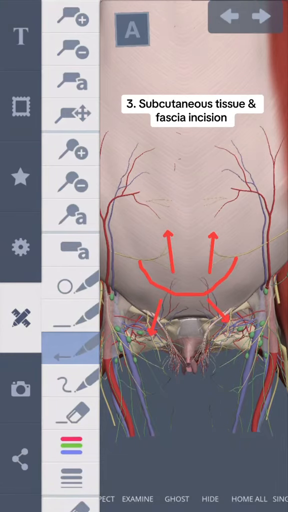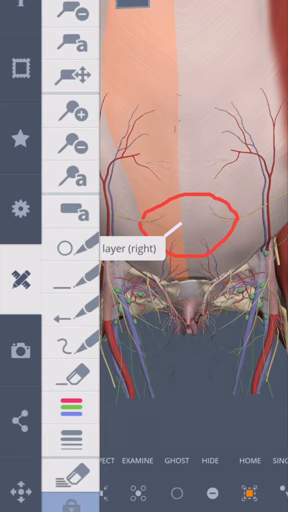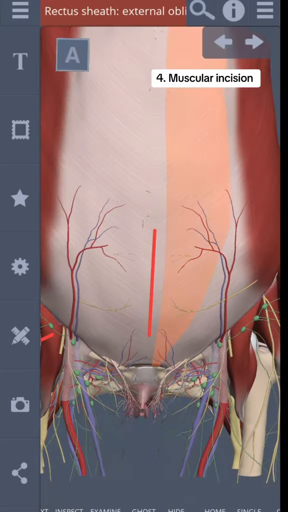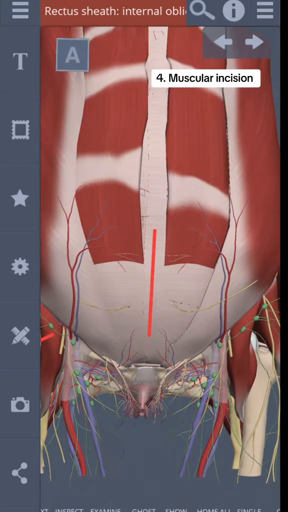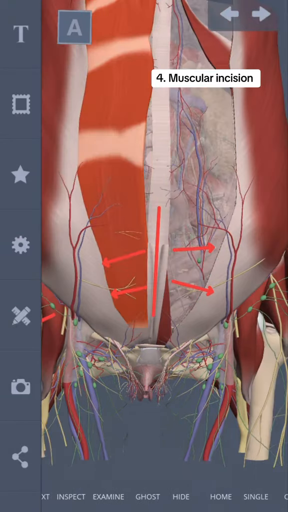The skin, subcutaneous tissue, and the fascia are then retracted along this initial transverse incision, which exposes the underlying musculature. The rectus sheath is dissected off of the rectus abdominis muscle, and now a vertical incision is made along the linea alba, the midline of the rectus abdominis, allowing the muscular layers to be separated along the midline without damaging the muscular tissue itself.